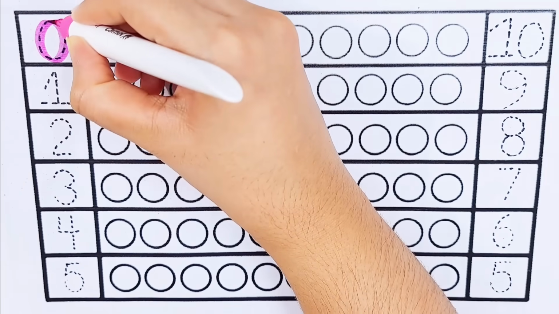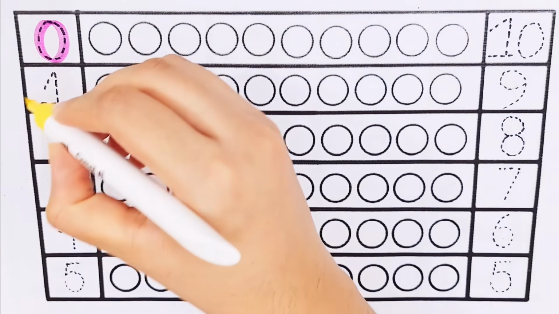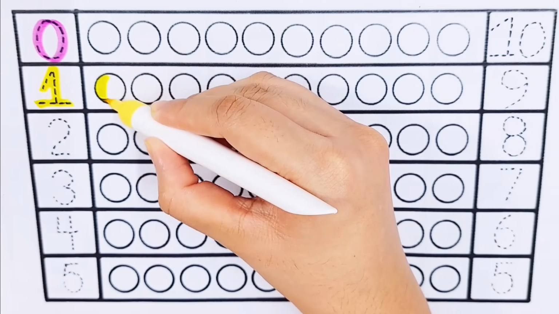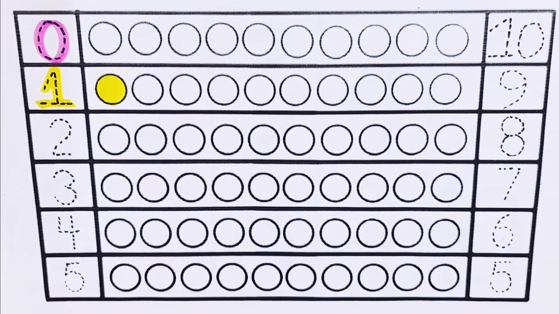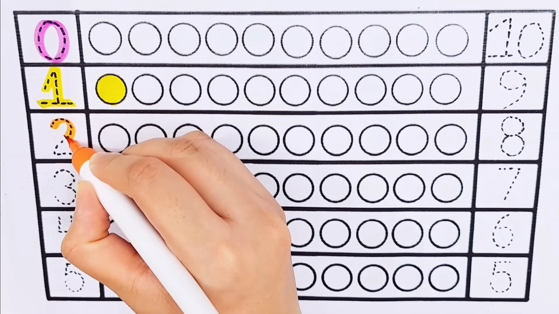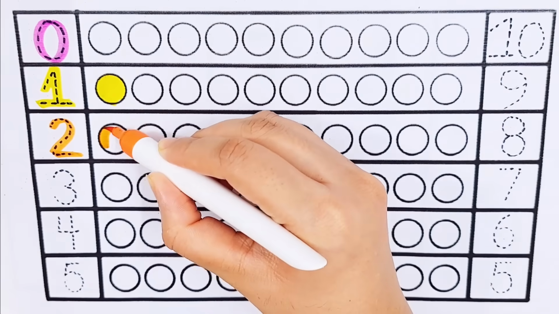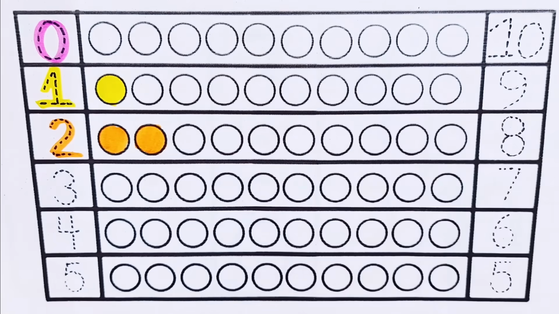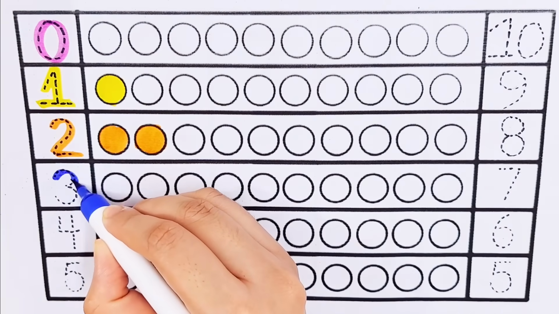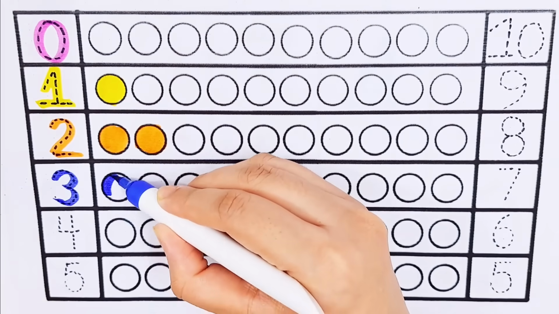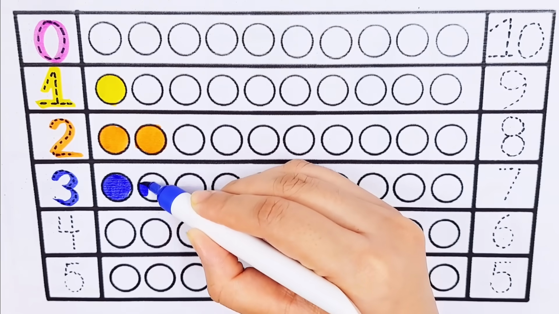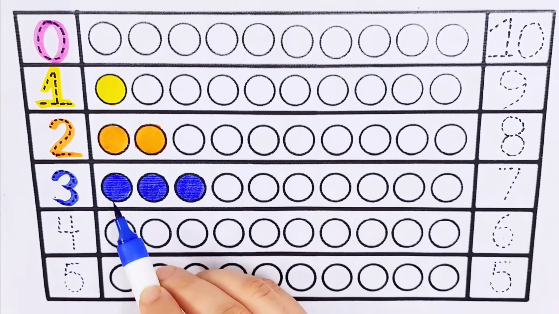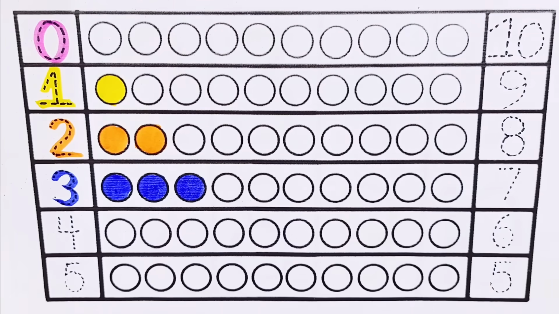0. 0 balls. Number 1. One ball. Number 2. Two balls. Number 3. One, two, three. 3 balls.